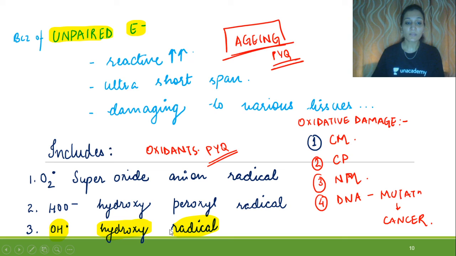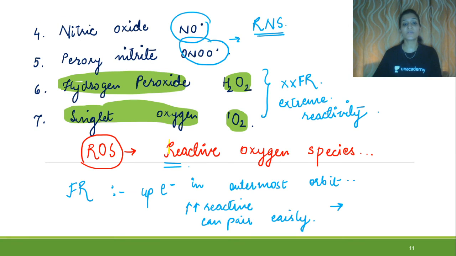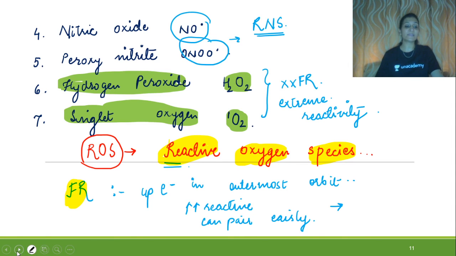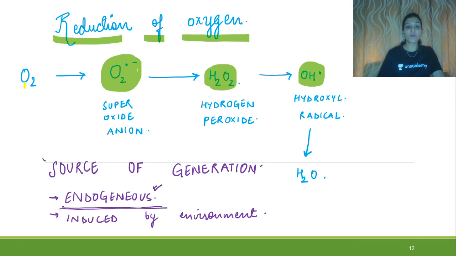Then, let us move further. These are also called reactive oxygen species, and hydrogen peroxide and singlet oxygen are not actually free radicals, but they still fall into the category of the various species of free radicals because of their extreme reactivity, right? Now, reduction of oxygen occurs this way. There's a whole chain. The oxygen molecule will get converted into superoxide anion. Superoxide anion will change into hydrogen peroxide. Hydrogen peroxide will change into hydroxyl radical, and finally it will change into water.